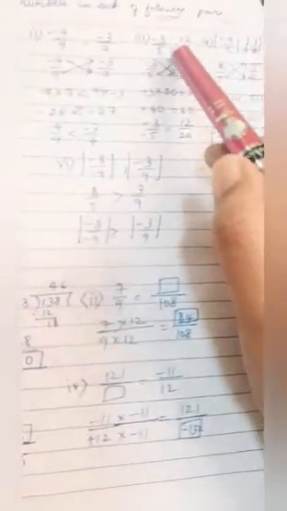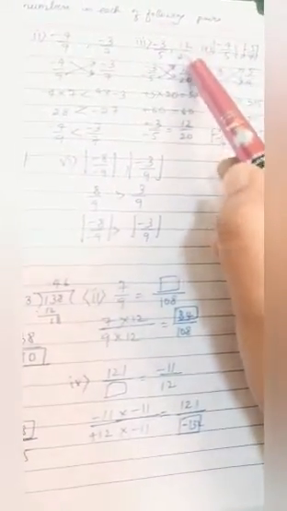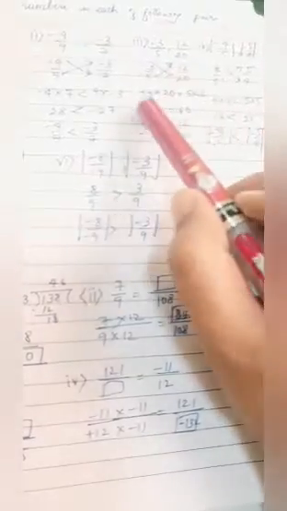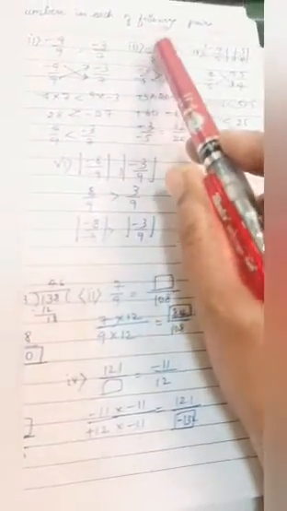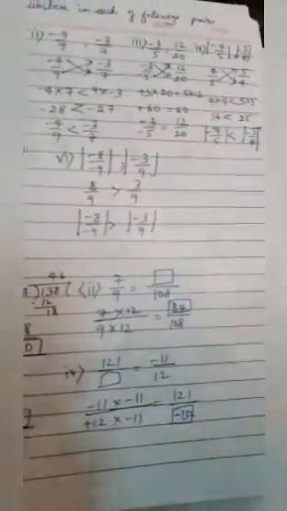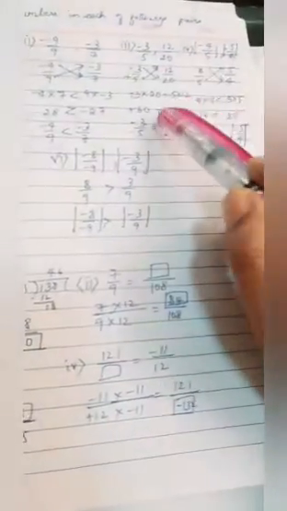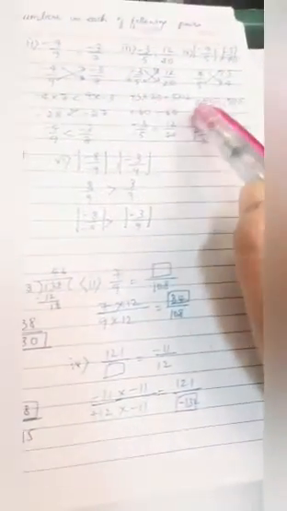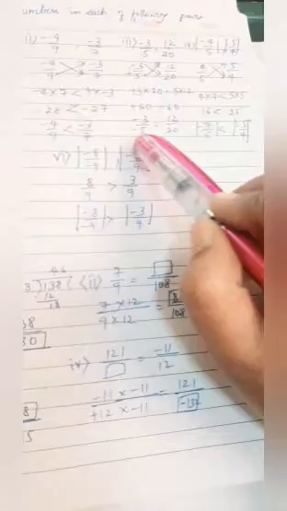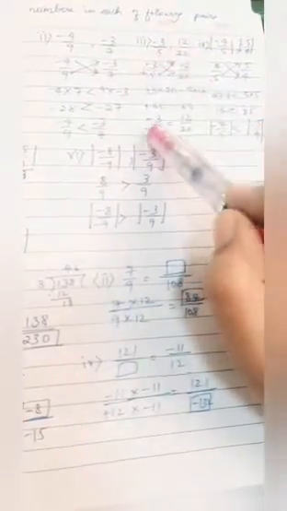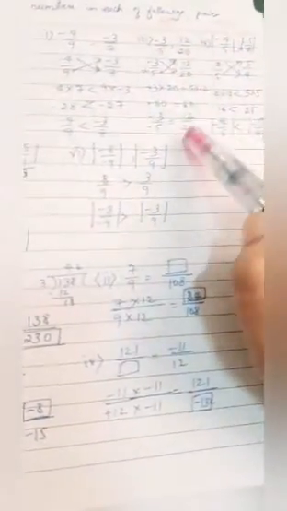Question number 3. Minus 3 by minus 5 and 12 by 20. When cross multiplied, minus 3 by minus 5 can be written as 3 by 5, children. So we make them positive, and then cross multiplication. 3 into 20 will be equal to 5 into 12. 3 twos are 60, 12 5s are 60 again. Therefore we can write minus 3 by minus 5 is equal to 12 by 20.